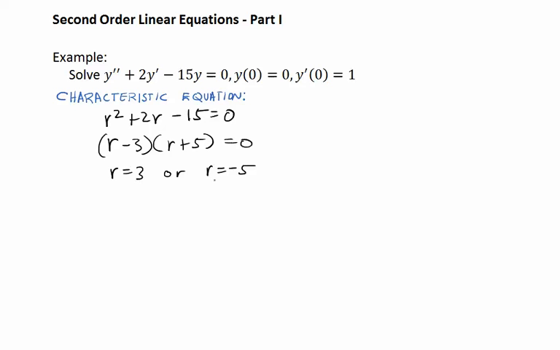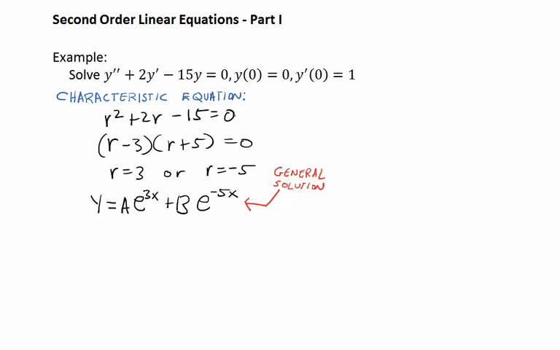We use these values of r to write down our general solution for the differential equation. These values of r become coefficients inside exponential functions. So for example, we'll have e to the 3x and e to the negative 5x. Each of those functions is a solution of the differential equation, and the general solution is obtained from making linear combinations of these solutions. So y equal to a e to the 3x plus b e to the negative 5x for any values of a and b will be a solution of the differential equation, and this is our general solution.